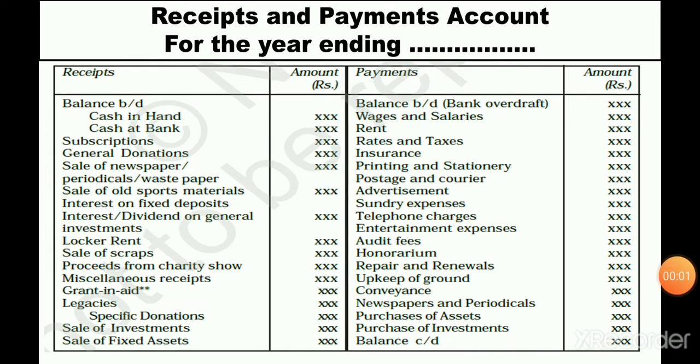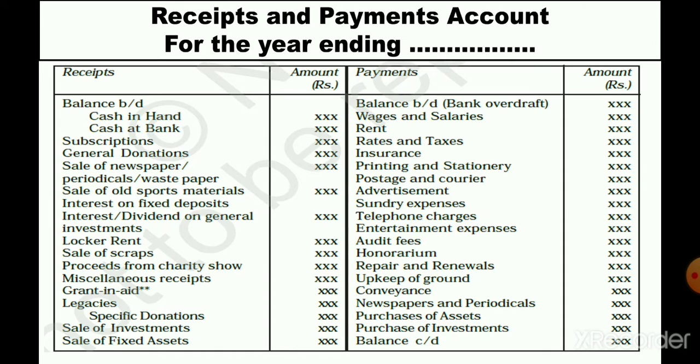Here is a specimen of receipts and payment account. Here you can see that this account begins with opening cash and bank balance and ends with the closing cash and bank balances of the accounting period. And all receipts are shown in debit side, whereas all payments are shown in the credit side of the account.